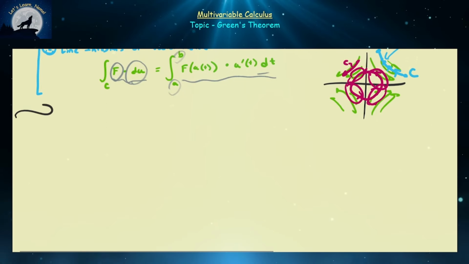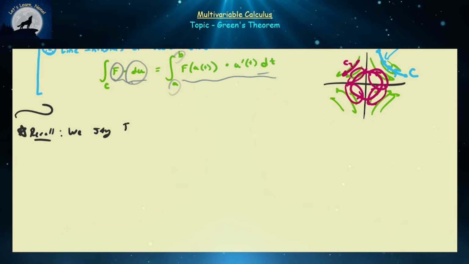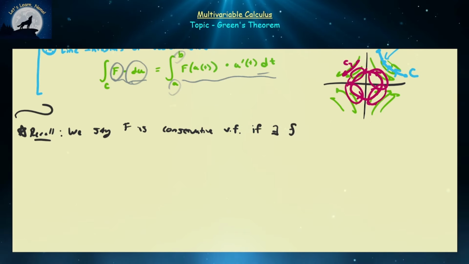So let's also do a couple other calculations. Keep in mind, let's just do another review topic. We say that F is a conservative vector field if there exists a function, f, sometimes called a potential function, that satisfies the gradient of f is equal to that vector field component. And sometimes we even call F a gradient vector field.